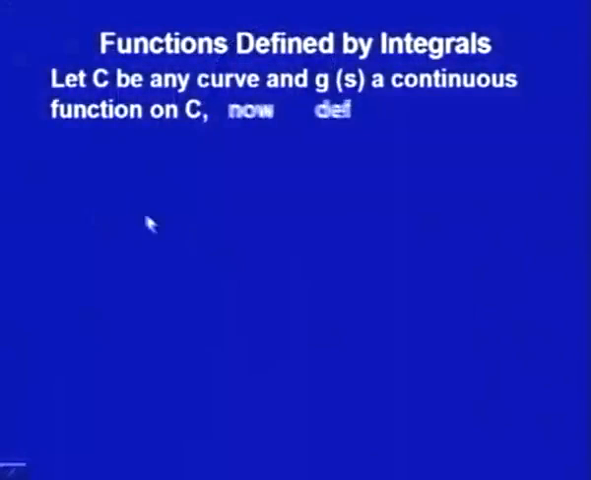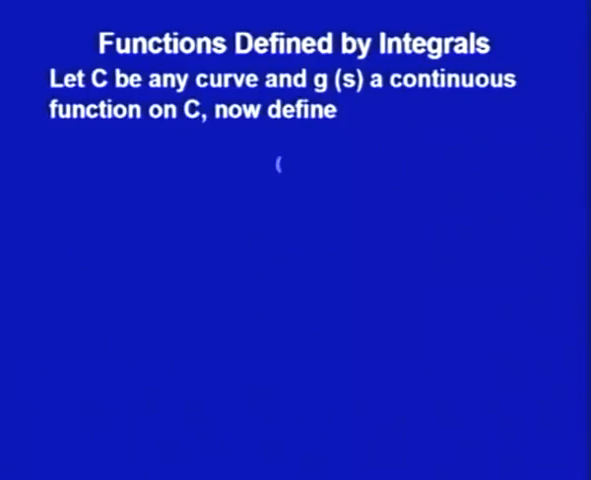Let us talk about the functions defined by the integrals. Let C be any curve and g(s) is a continuous function on C. Now, define a function capital G as the integral of g(s) upon (s minus z) with respect to s on this path C, where this z is not on the path C.